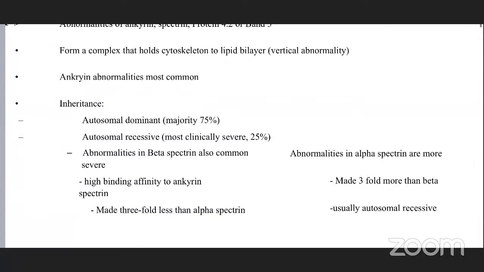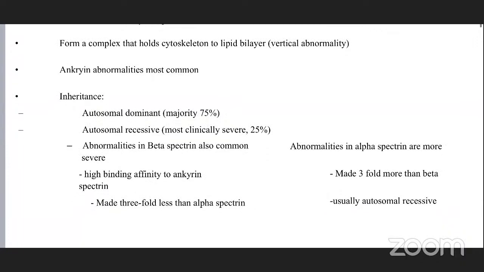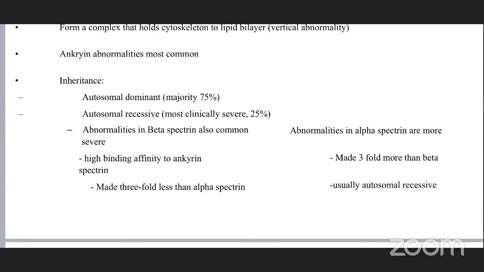This is a common question in our MCQs, and the inheritance is autosomal dominant, the majority, like 75%, and autosomal recessive, the most clinically severe, like 25%. Abnormality in beta spectrin is also common, and severe abnormality in alpha spectrin is more so. And also there is high binding affinity to ankyrin; spectrin is made in about 3-fold more than beta, 3-fold less than alpha spectrin, and usually it is autosomal recessive.